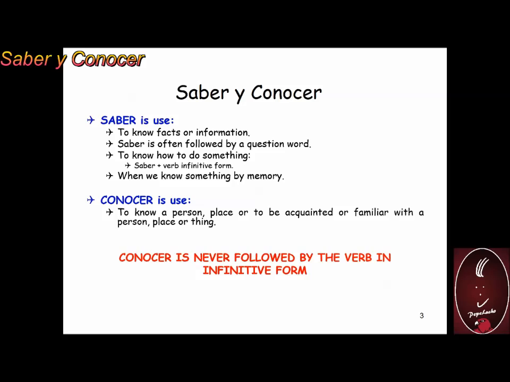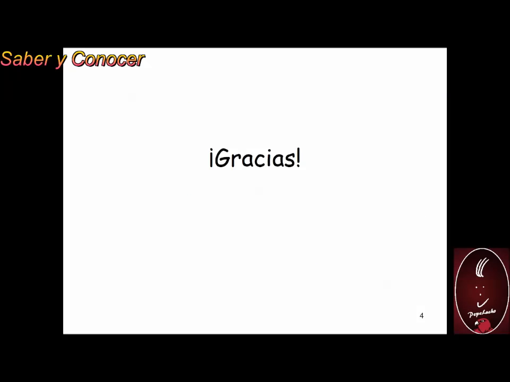So, conocer is never followed by the verb in infinitive form. So in this case will be the use of the verb saber, because it's to know how to do something. So that summarizes the uses of the verb saber and conocer.